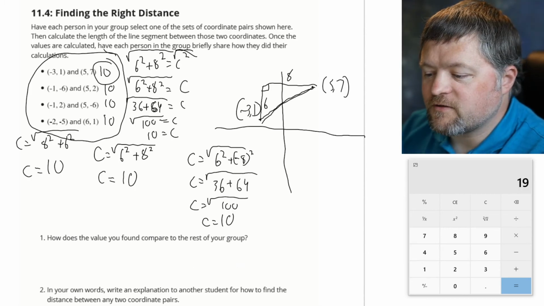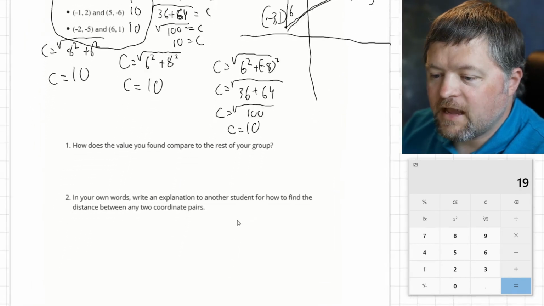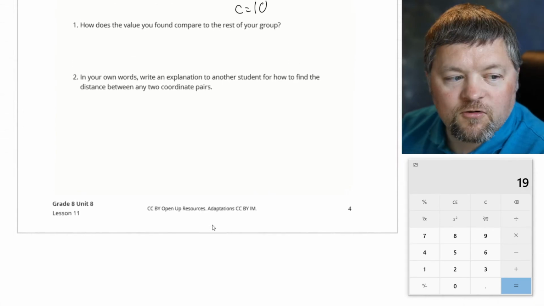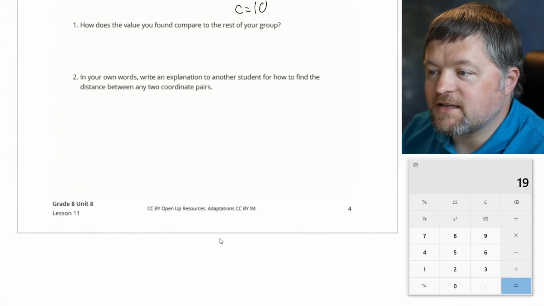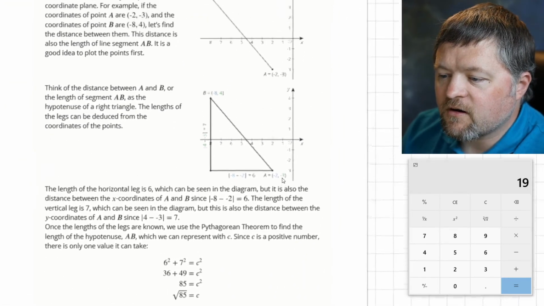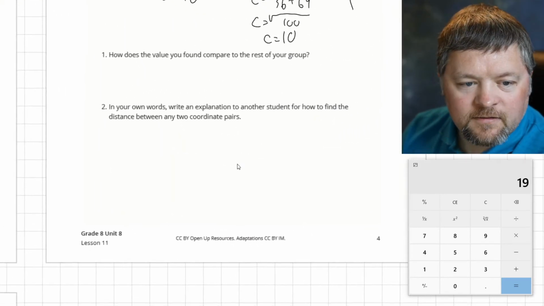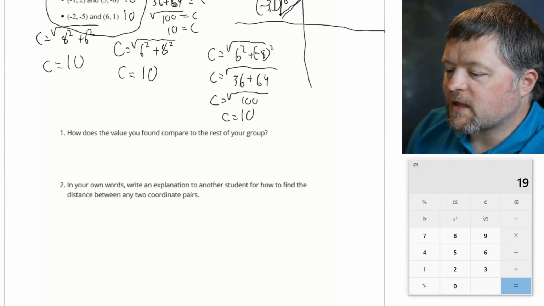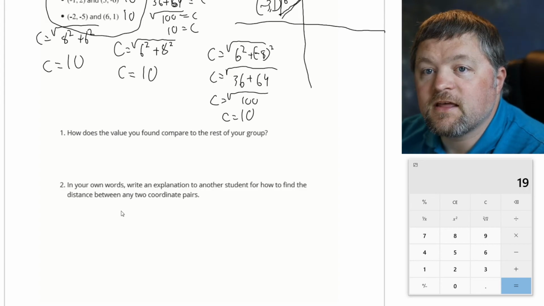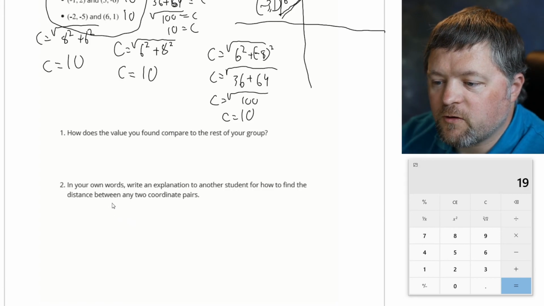How does the value you found compare with the rest of your group? It's the same. Every one of those should have been 10 units apart. In your own words, write an explanation for how to find the distance between 2 points. Let me see if that makes it in our summary. It doesn't. I am going to quickly give us, because we're in a little bit of hurry with how much school year we have left, the formula to find the distance between 2 points.